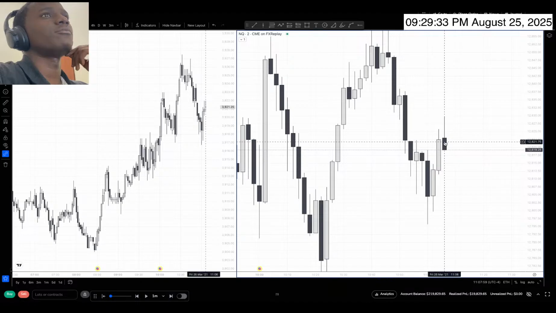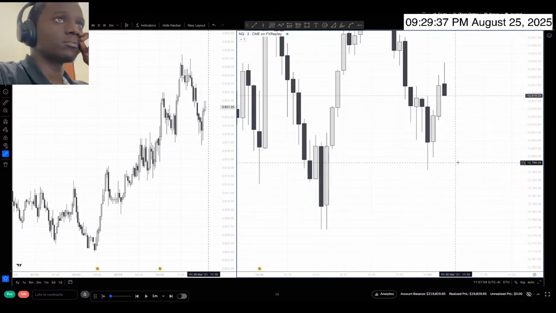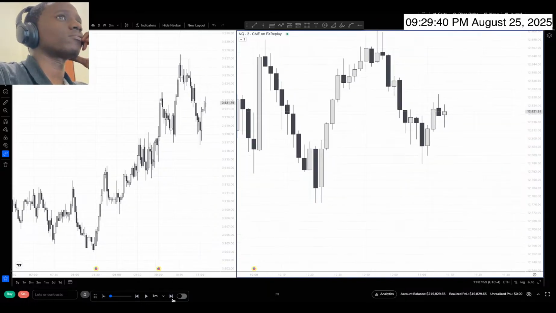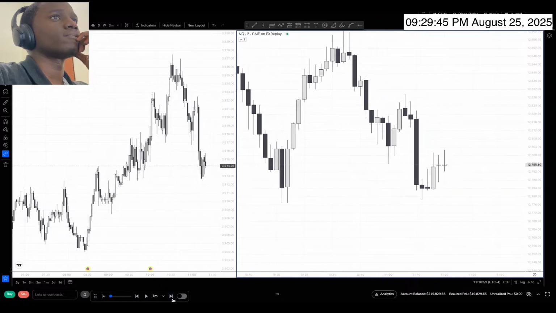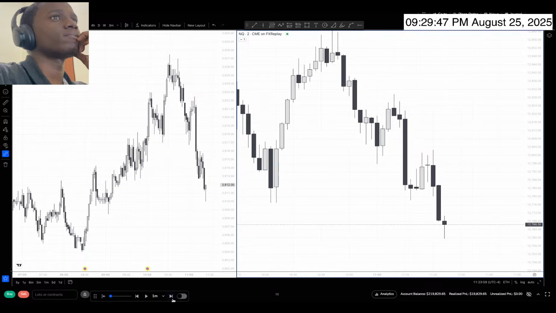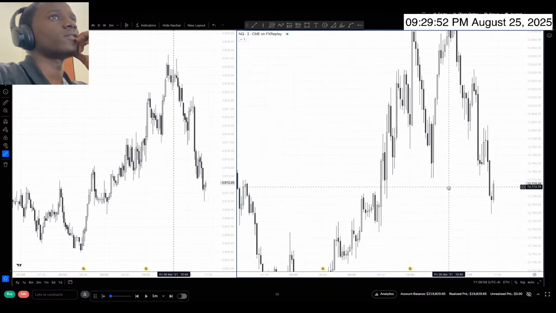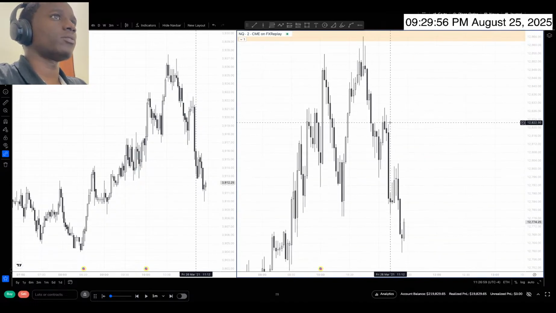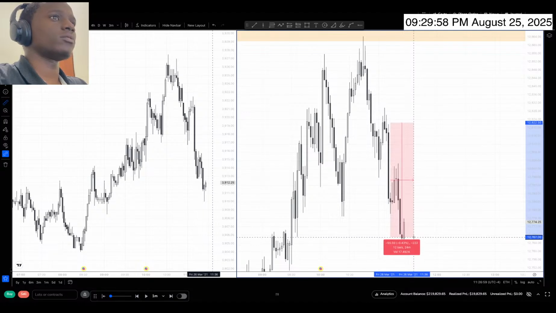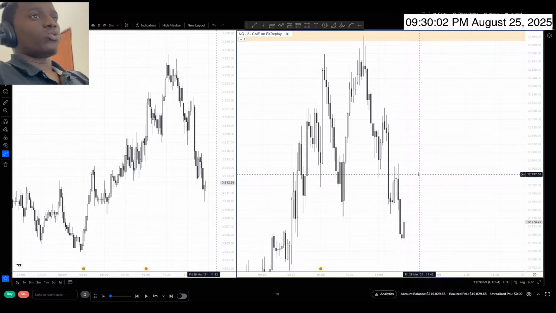$11.07. Trace into this gap here. TP gets hit right here. So this will be an initial scalp from this gap here, only 5 pounds for the day. Let's go to Monday and see.